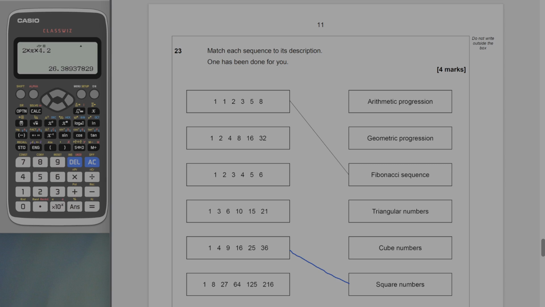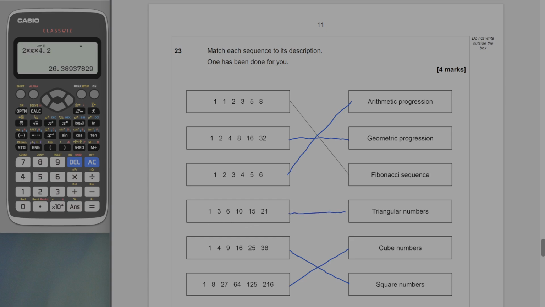Cube numbers, again, are quite easy. We're timesing them by themselves 3 times. So that's going to be our cube numbers. Arithmetic progression means a sequence that has a constant difference between each of the numbers, which is this sequence here. Geometric means that there's a multiplication pattern between them. So here we've got doubling, so times by 2 each time. So that's my geometric progression, which leaves, hopefully, my triangle numbers.